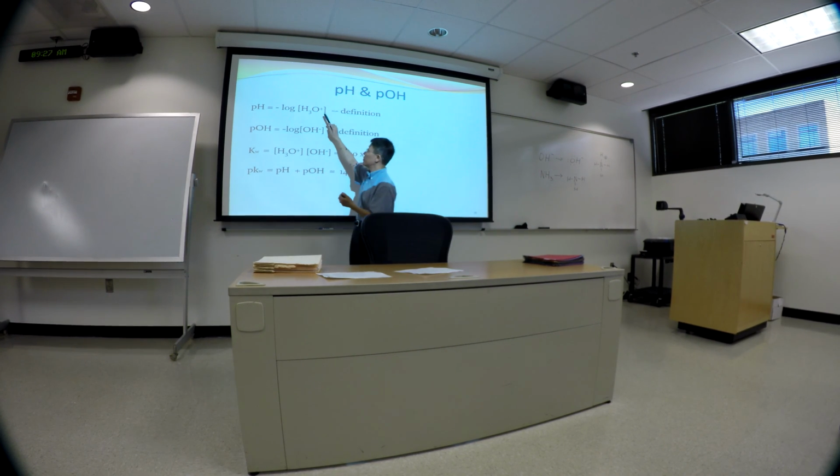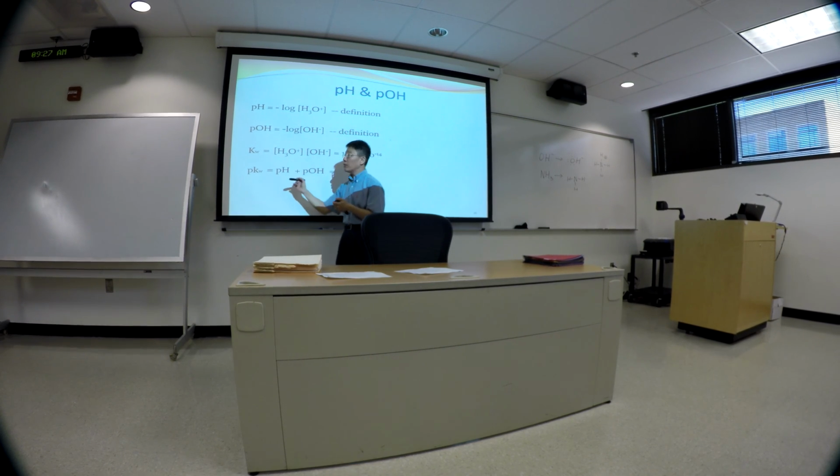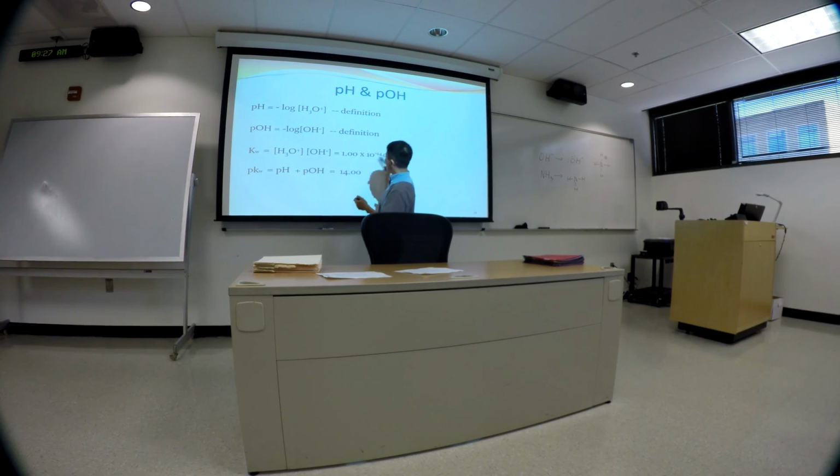So if we give you the concentration of either of these species, all you need to do is take the negative log of that concentration. Now we'll give you the pH or pOH. And Kw, in this case, equals the concentration product of these two species, and that equals a constant. Now if you take the negative log on both sides of the equation, you get negative log of this times this.